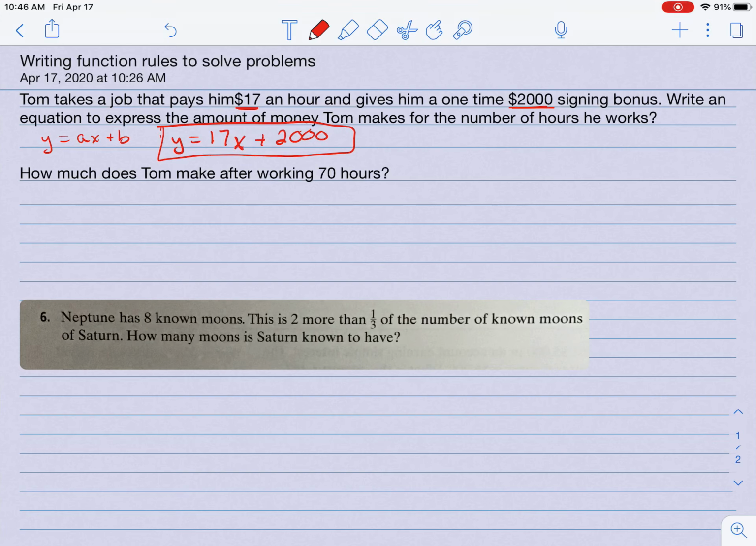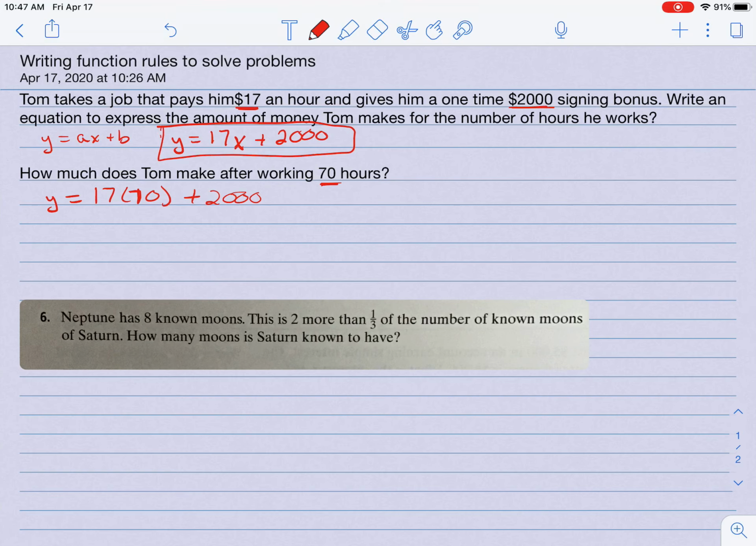Okay, so now that we have that equation, we can answer this next part. How much money does Tom make working 70 hours? So we just take our equation, and what we're plugging in is 70 for our x. x refers to hours, so we're just going to replace that x with 70 hours to find out how much he makes in 70 hours.